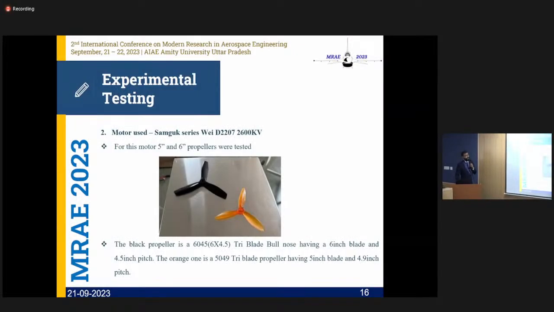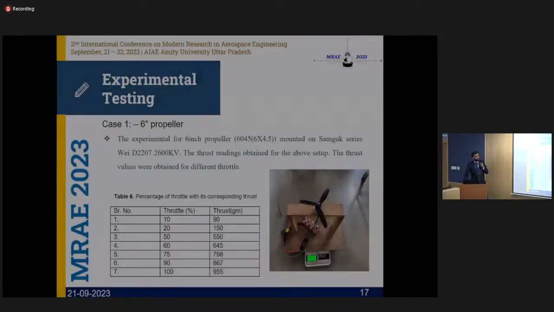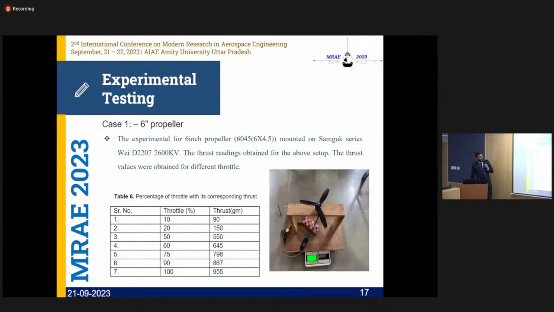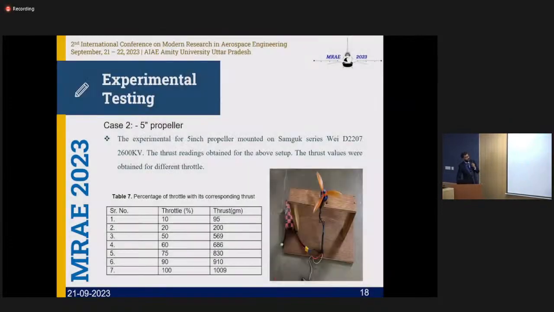Let us say one more motor, that is the 2600 kV motor. Similarly, I have two different sizes of propellers, 5-inch and 6-inch. Which one should I go for? My 6-inch propeller has given up to 955 grams of thrust, whereas my 5-inch propeller has given 1000 grams of thrust.